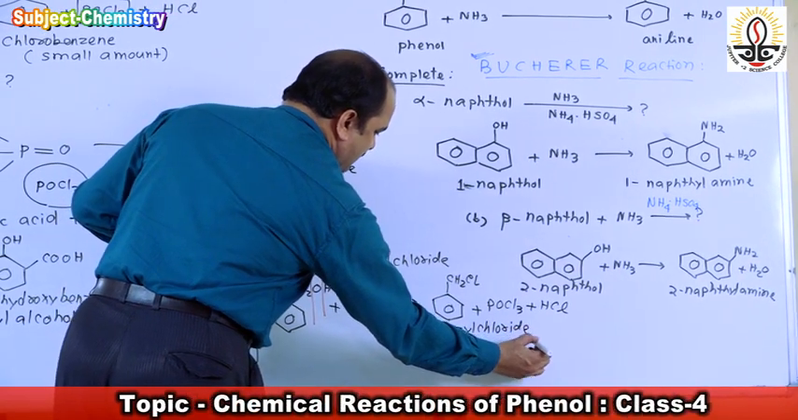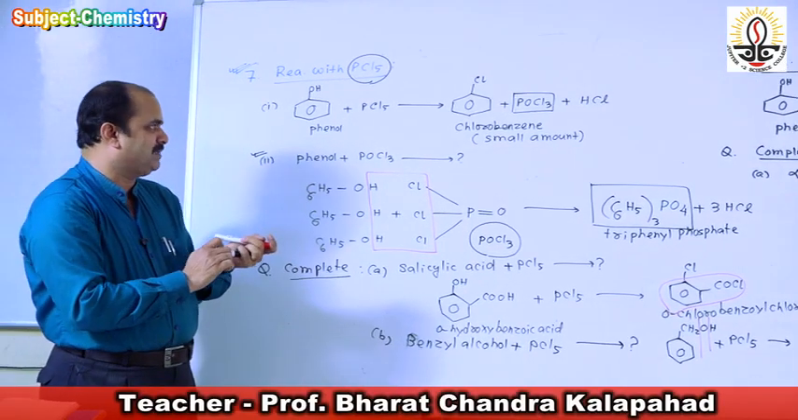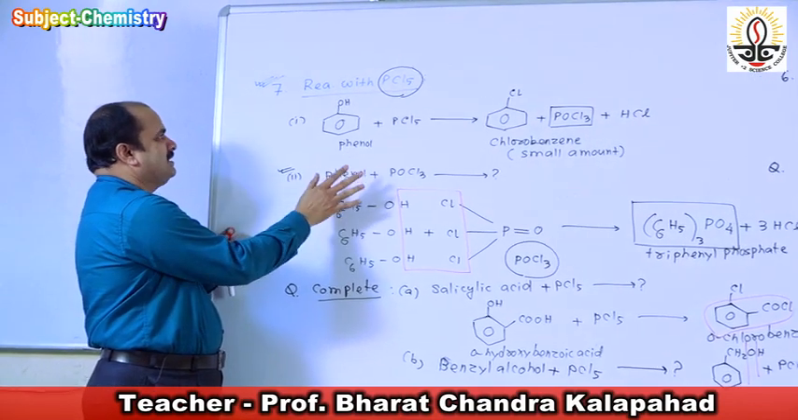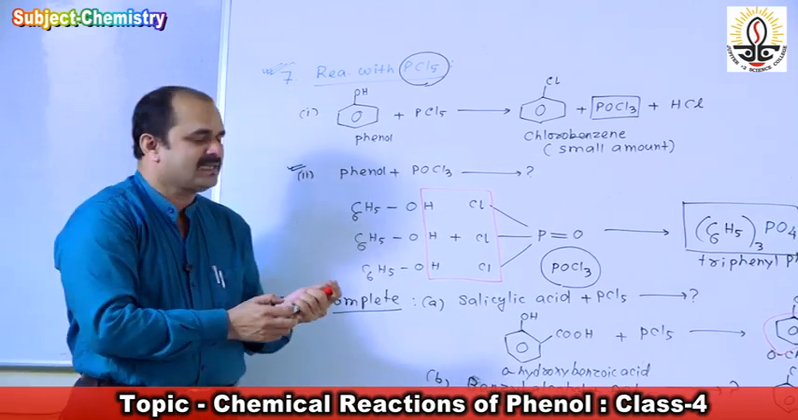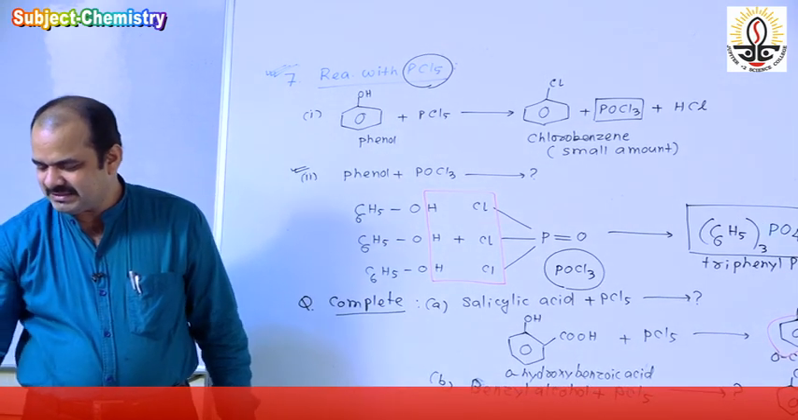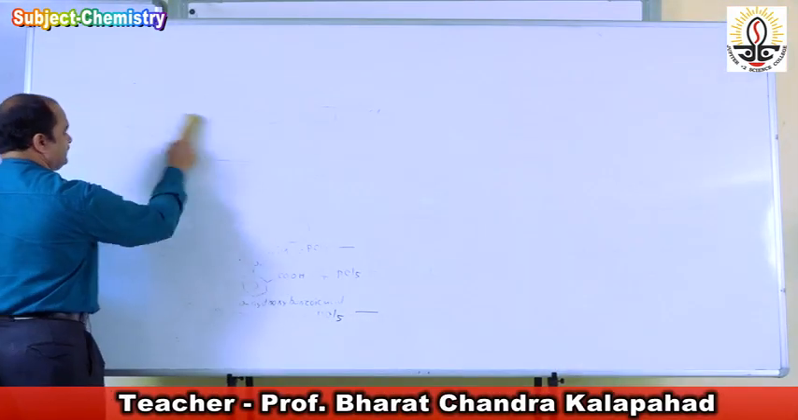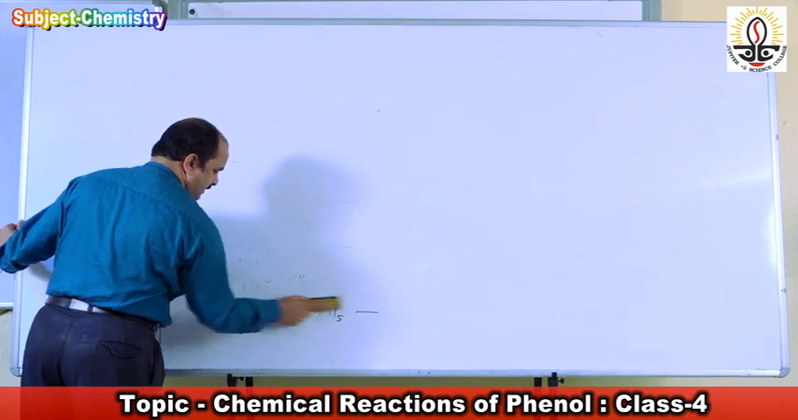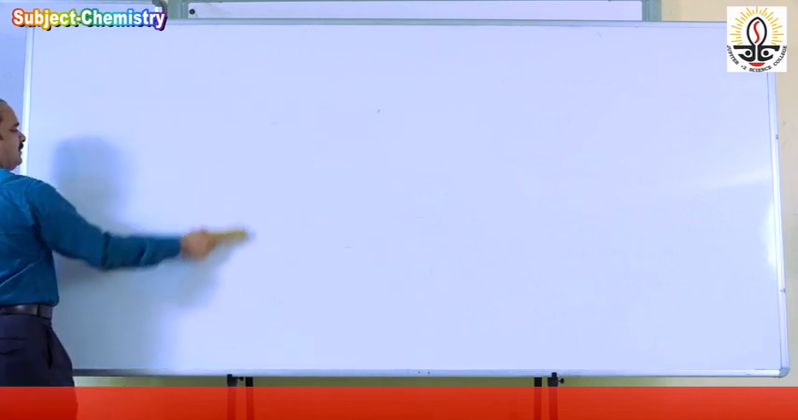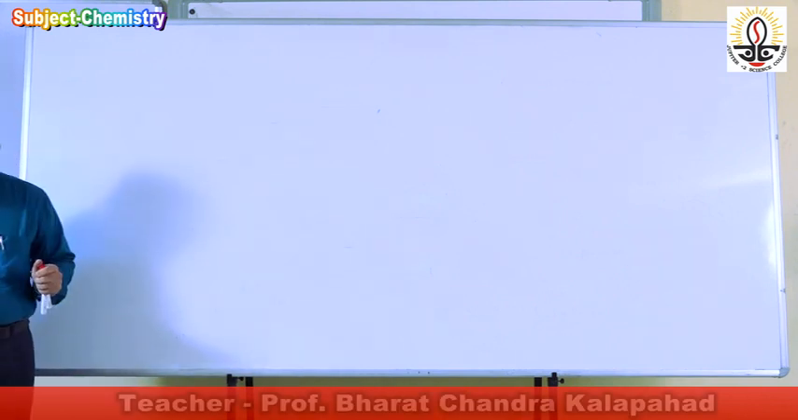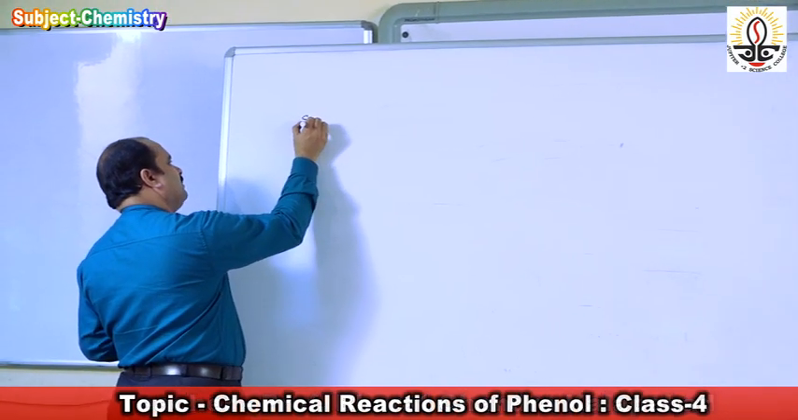So these questions are very important for the board examination as well as from the entrance examination point of view. So chemical reaction number 7, the reaction of phenol with PCl5, is completed. Now we will discuss chemical reaction number 8. Chemical reaction number 8: reaction with neutral FeCl3. What happens when phenol reacts with neutral FeCl3? Very important chemical reaction.